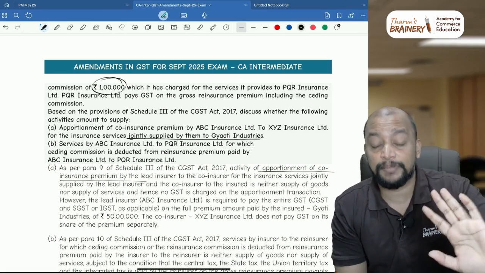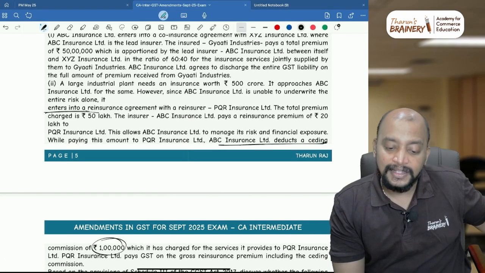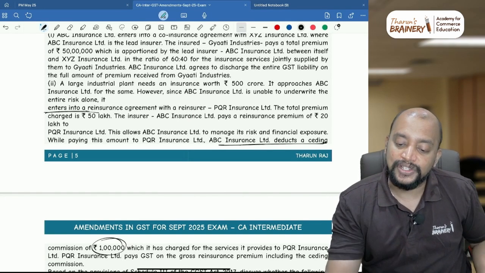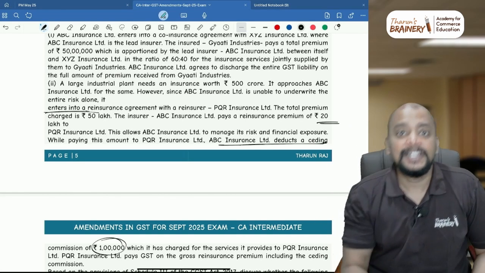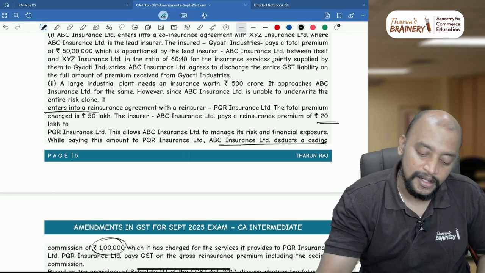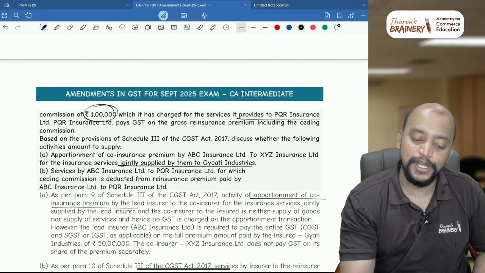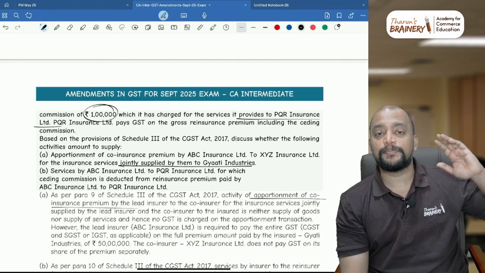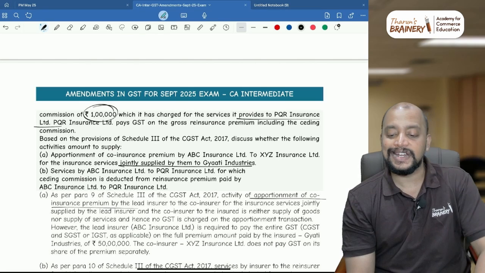It is excluded from supply, but provided that the reinsurer, that is PQR, has to pay GST on 20 lakhs. Even though they receive 20 minus 1, 19 lakhs, they need to pay GST on 20 lakhs, on which it charged for the service it provides to PQR Insurance Limited. PQR Insurance Limited pays GST on the gross reinsurance premium, including the ceding commission.